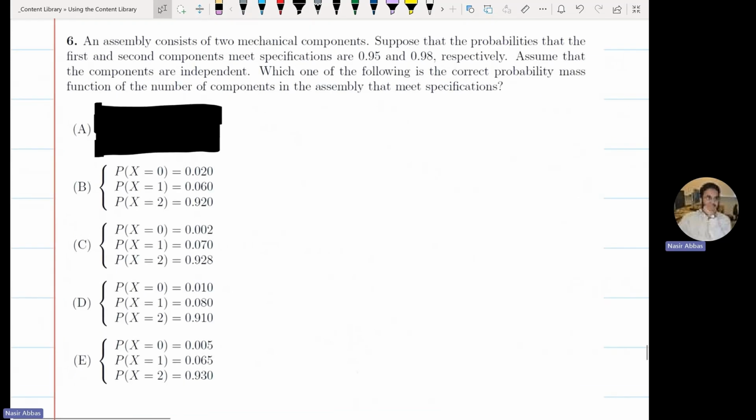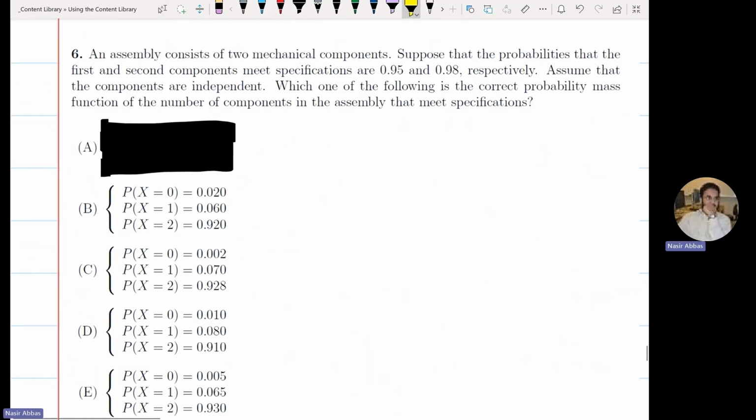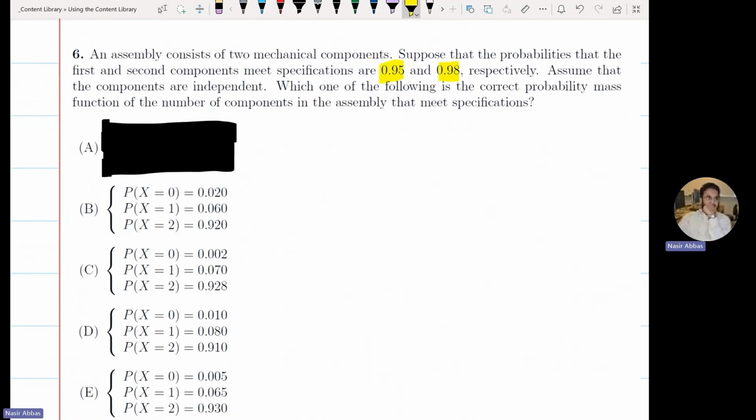The first question of 241 says that an assembly consists of 2 mechanical components. Suppose that the probability that the first one meets the specification is 0.95 and the second one meets the specification is 0.98. Assume that the components are independent. The 2 of them are independent. Which one of the following is the correct mass function for X?